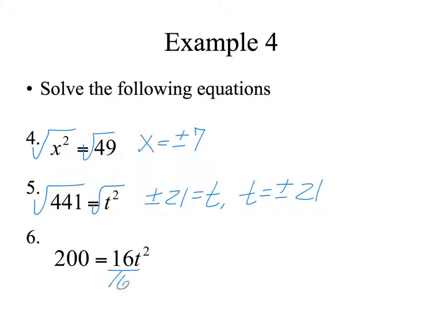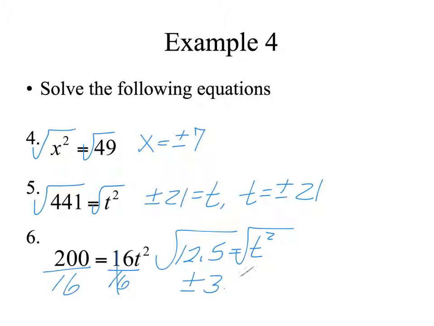Number 6, divide each side by 16 first. You end up with 12.5 equaling t squared. Square root each side, and I get positive and negative 3.5 equaling t. It's okay to square root a decimal, and it just so happens that it gave us another decimal. There's nothing wrong with that.